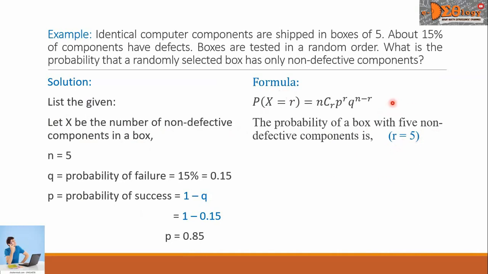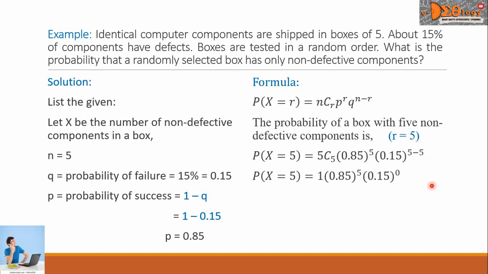Substituting the corresponding values in this formula, we have now P of capital X equals 5 equals combination of 5 taken all at a time times P, which is 0.85, raised to R, and that is 5, times Q, which is 0.15, raised to n minus R, and this is 5 minus 5 in the power.